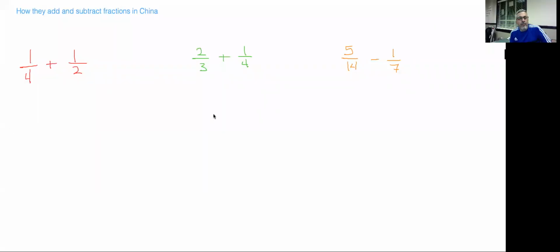Hi again. Our topic today is how to add and subtract fractions. We're going to use a method that they use in China and the Middle East.